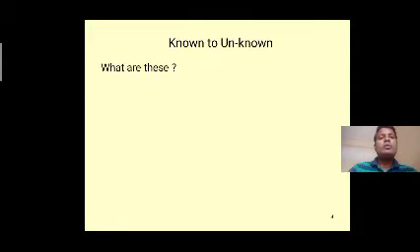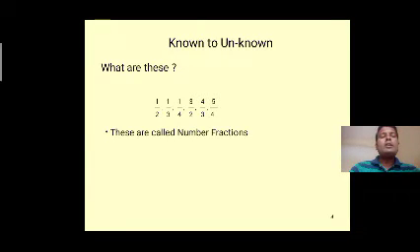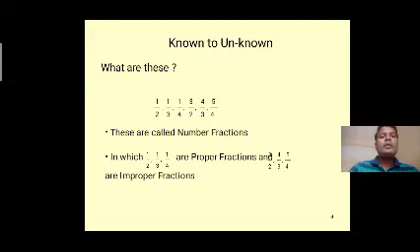Known to unknown. What are these? 1 by 2, 1 by 3, 1 by 4, 3 by 2, 4 by 3, 5 by 4. These are called number fractions, in which 1 by 2, 1 by 3, 1 by 4 are proper fractions and 3 by 2, 4 by 3, 5 by 4 are improper fractions.